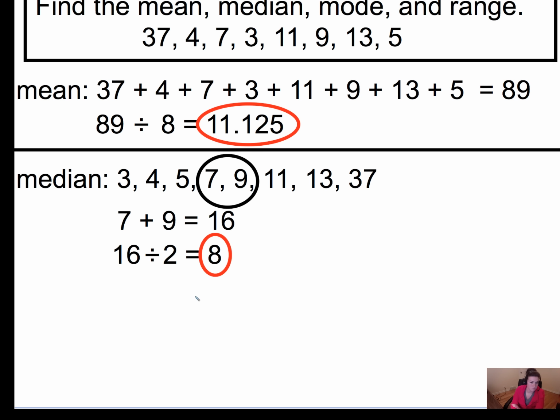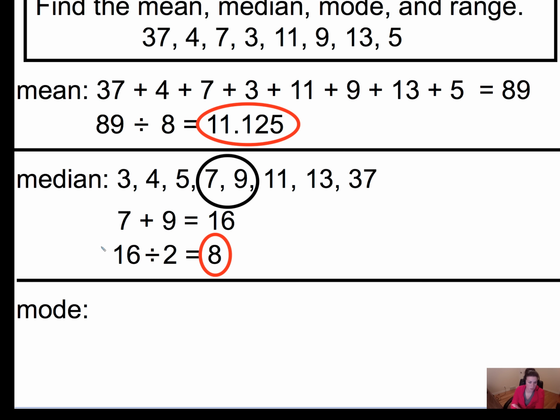That's the median. Next, for mode, you want to find the number that occurs most often. Since I already have them in order here, it would be really easy to see if there's any repeats. So let's look at this list. 3, 4, 5, 7, 9, 11, 13, 37. No numbers occur more than the others. So what we write then is no mode, or you could write none. Both of these are acceptable answers.